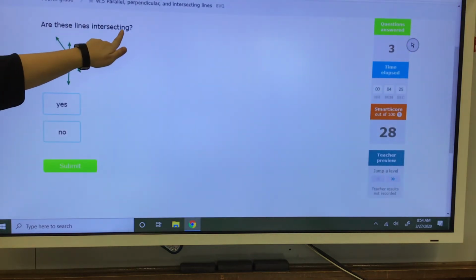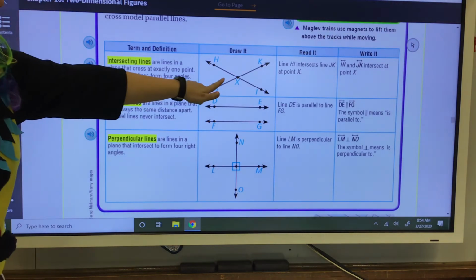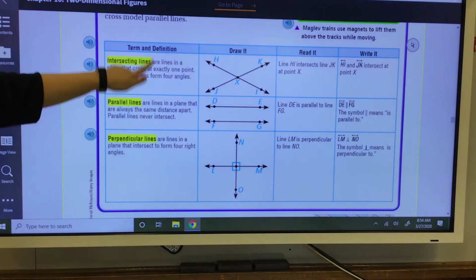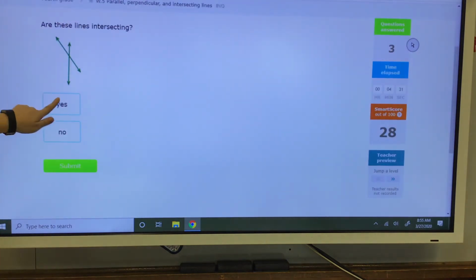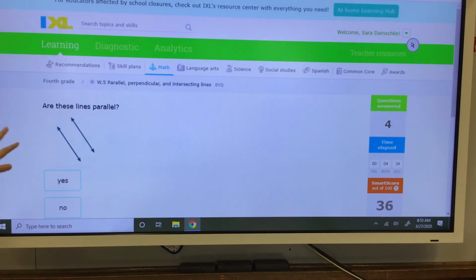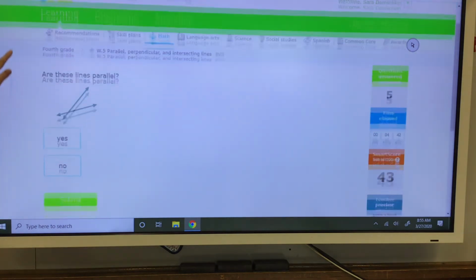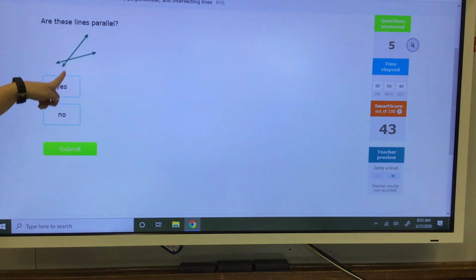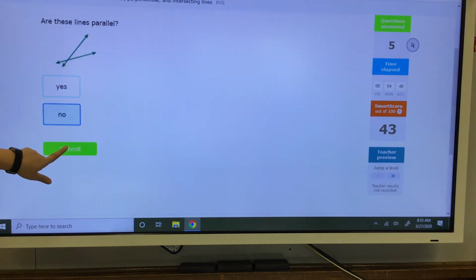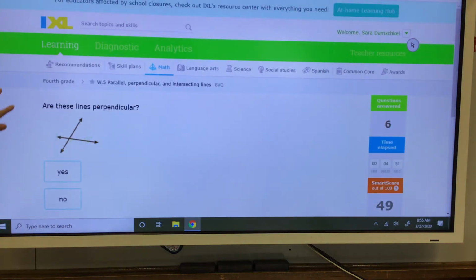Are these lines intersecting? Intersecting lines cross each other, right? They are crossing each other, so that means they are intersecting. Are these lines parallel? Do they look like railroad tracks? Why, yes, they do. Are these lines parallel? They can't be parallel if they run into each other. We'd have a train crash, so no.